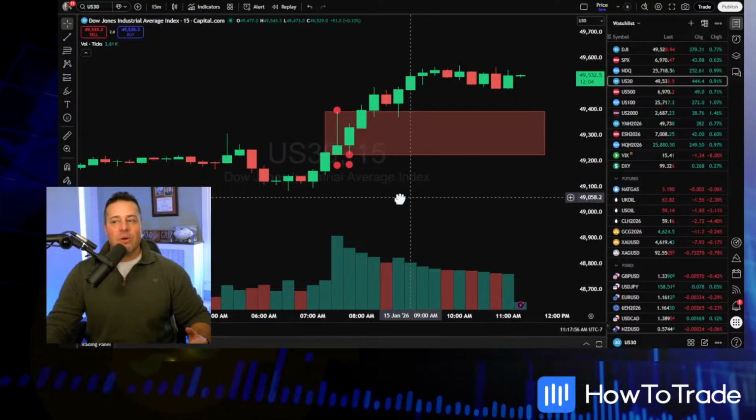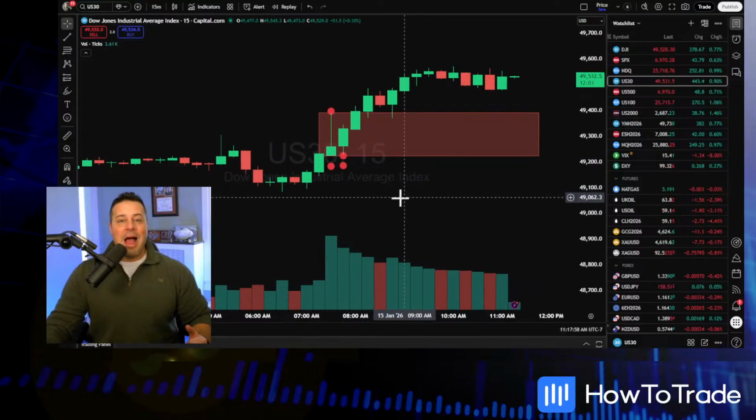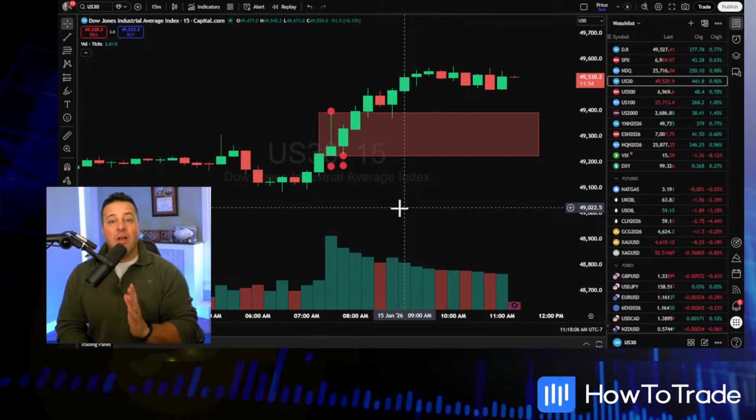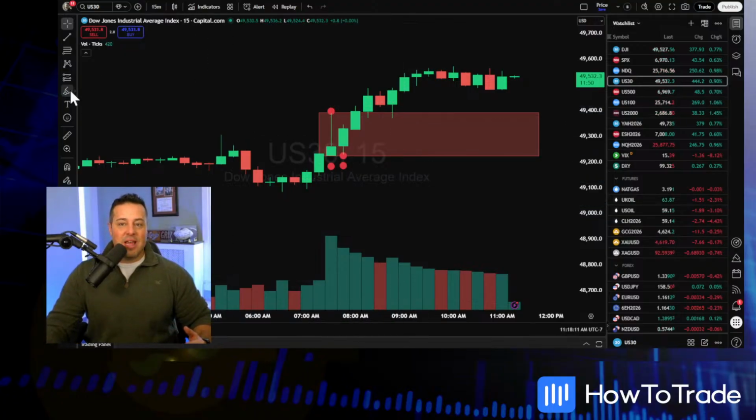All right, so we've got our range established. Now what do we want to do? We want to build a trade. How are we going to get into the market? We've got to figure out where our trigger bar is. It's not tricky. It's the first bar that closes outside of that range. So what is that? There it is.